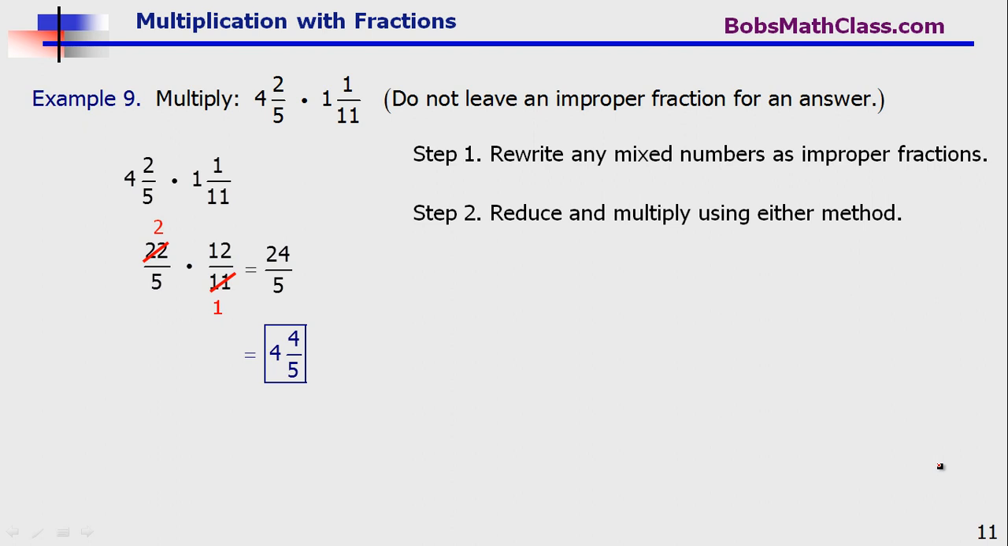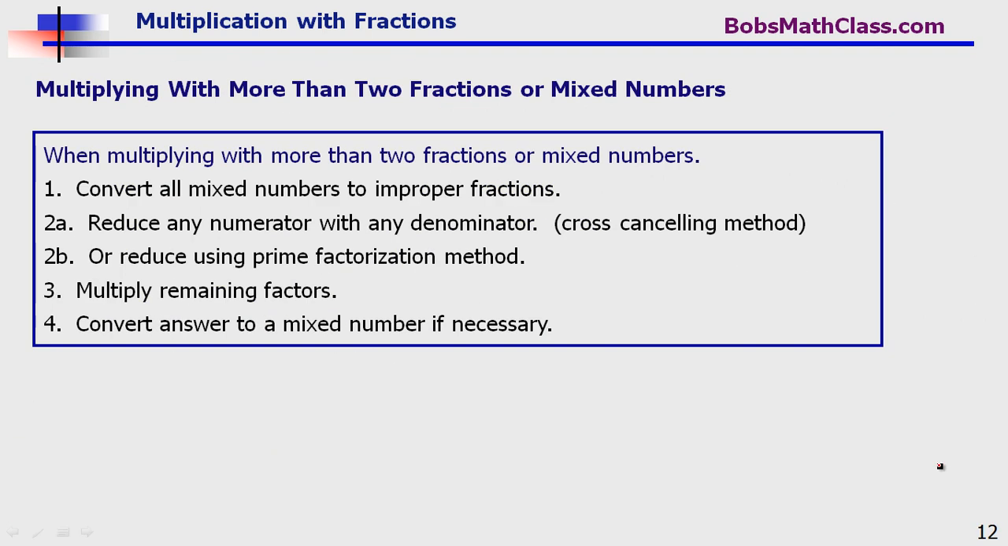Okay, let's keep going. Multiplying with more than two fractions or mixed numbers. If we have more than two, you can remember you can reduce vertically and diagonally, and you can skip fractions. They don't have to be right next to each other for you to be able to reduce. It's all multiplication. Okay, step one, same as before: convert all mixed numbers to improper fractions.